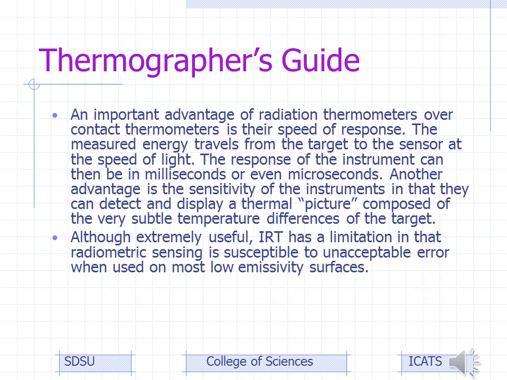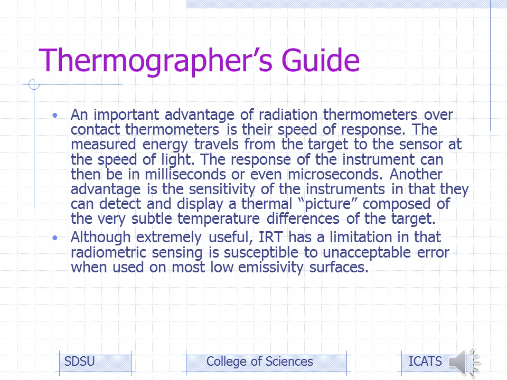If it's again a spot thermometer, you have a small spot. If it's a modern infrared device, it takes a larger picture or presents that picture on the screen immediately. The response of an instrument can be in milliseconds or even microseconds. Another advantage is the sensitivity of the instruments, and they can detect and display the thermal picture composed of very subtle temperature differences within the target itself.